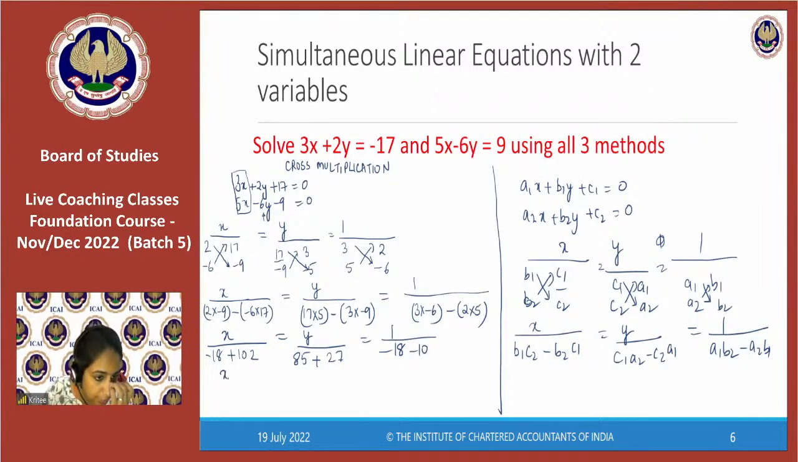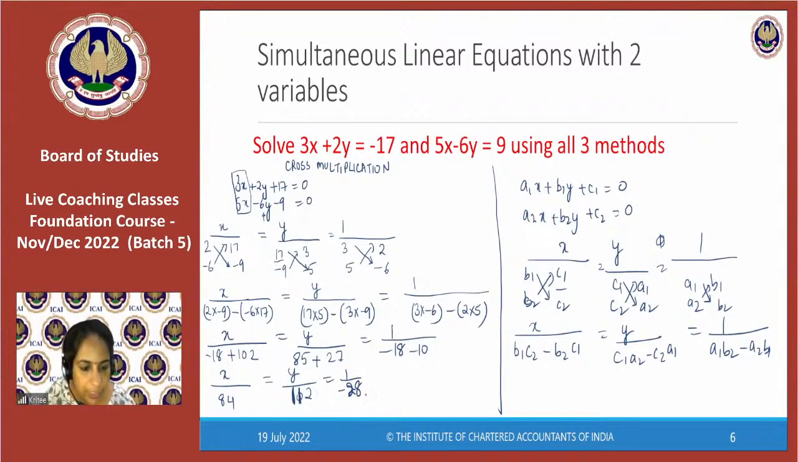So this is x upon positive 84, okay, is equal to y upon 112 and 1 upon minus 28.